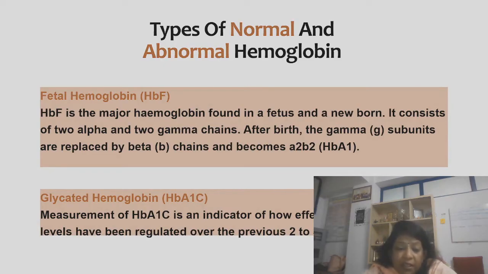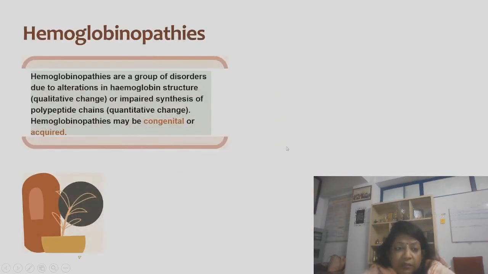Now we come to the glycated hemoglobin. Glycated hemoglobin is the measurement of the control of diabetes. Measurement of HbA1c is an indicator of how effectively blood glucose level has been regulated over the previous period of 2 to 3 months.